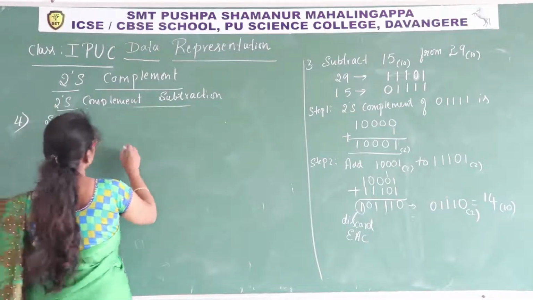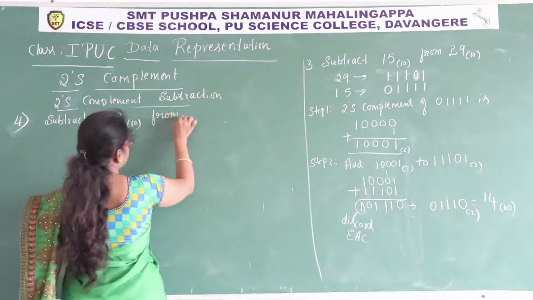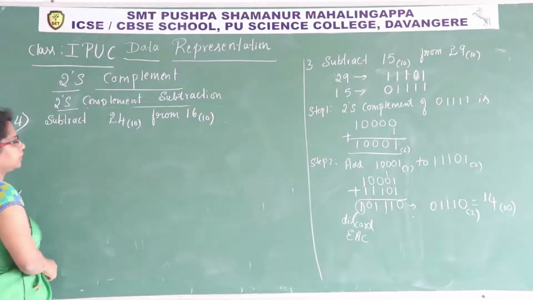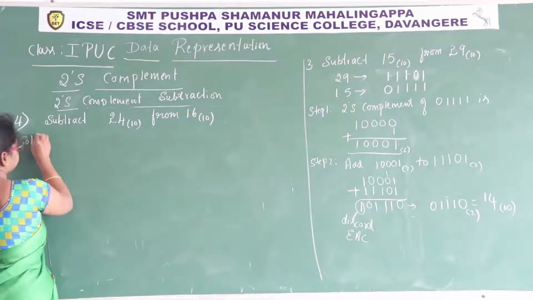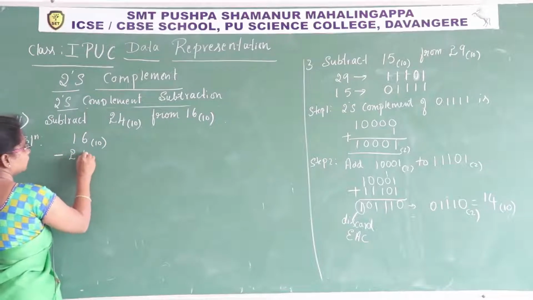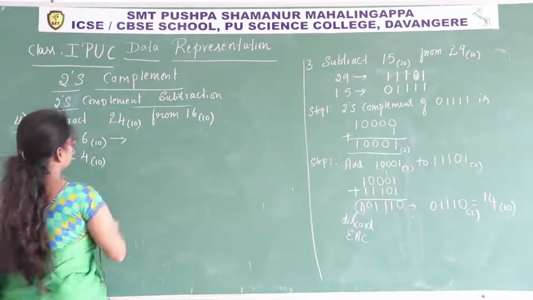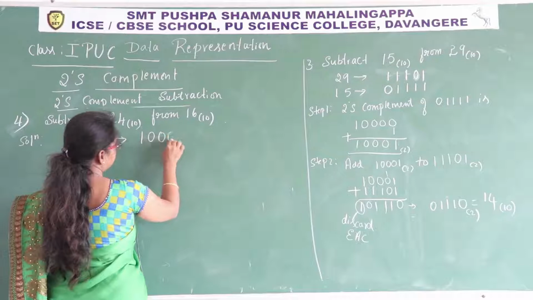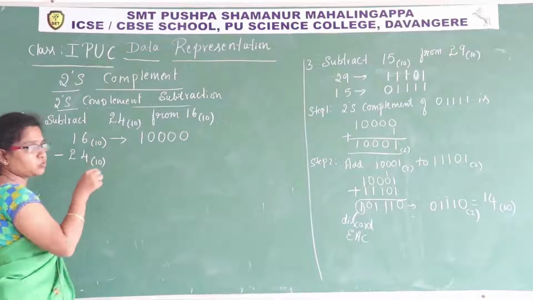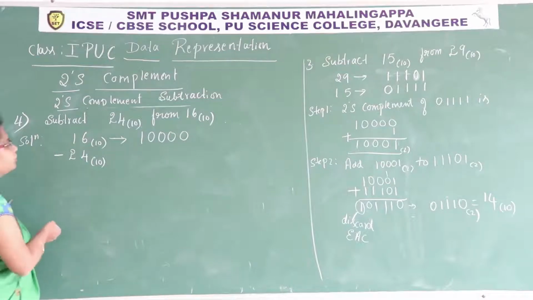Subtract 24 base 10 from 16 base 10. Which is the minuend here? 16 is the minuend: 16 base 10 minus 24 base 10. So let us write the binary conversion of 16. 16, 8, 4, 2, 1. Directly we have a bit under 16, exactly 16, that is 2 to the power of 4. 2 twos are 4, 2 fours are 8, 2 eights are 16, yes, 2 to the power of 4.